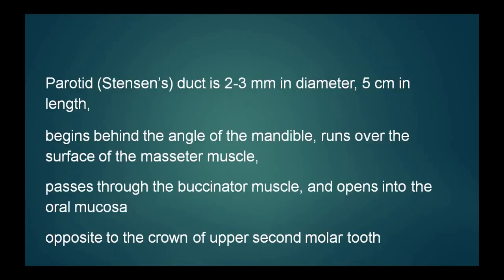The duct of the parotid gland is known as Stensen's duct. It is around 2 to 3 millimeters in diameter and 5 centimeters in length. It begins behind the angle of the mandible, runs over the surface of the masseter muscle, then passes through the buccinator muscle and opens into the oral mucosa opposite the crown of the upper second molar tooth.